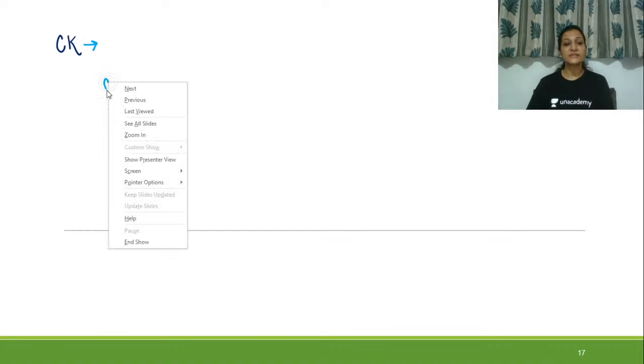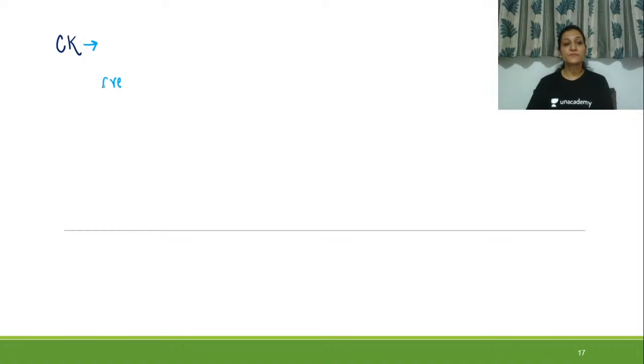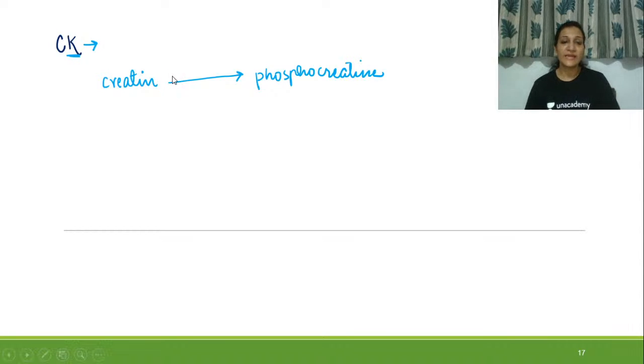Here, when we are discussing creatine kinase for the first time, what is the function of creatine phosphokinase? What it does is, it converts creatine into phosphocreatine. So we know that whenever the word kinase is included in an enzyme, it is responsible for transfer of a phosphate group. So here also, creatine phosphokinase is transferring the phosphate group, right?